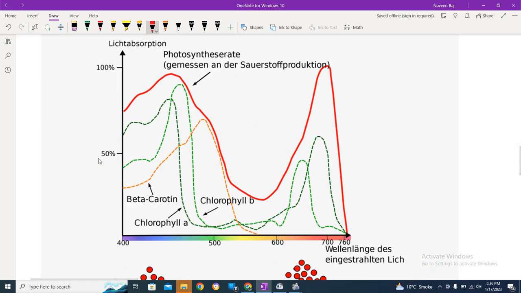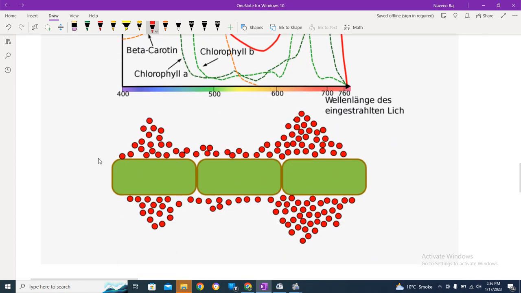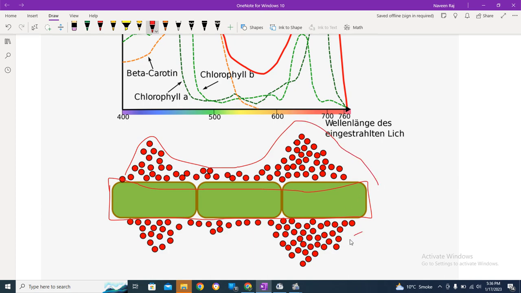In result, here is another picture for you. Here you can see this was the lens, this was the alga. And what happened is this: there was a variation. First it increased at the sides, then in the middle it went down, and again it increased. What was the reason behind that?